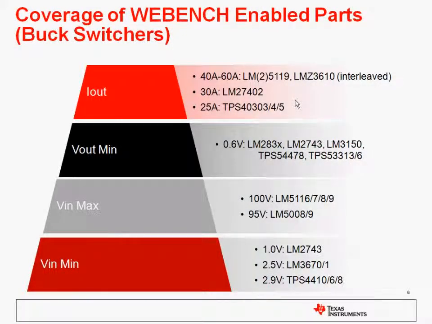In the past 12 years since WEBENCH was invented, we have covered a wide variety of parts and part space, I should say. At this point, WEBENCH can go all the way up to 40 to 60 amps using some of our interleaved controllers. That's for the output current. For the minimum output voltage, WEBENCH goes down to 0.6 volts with several different parts. The maximum input voltage is all the way up to 100 volts, and the minimum input voltage can go all the way down to 1 volt. So what we've tried to do in WEBENCH is cover a lot of ground to provide the most solution space for our users.